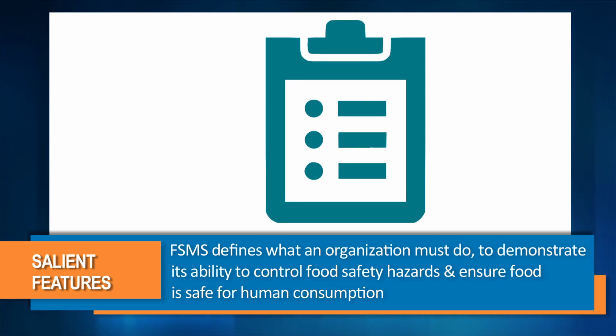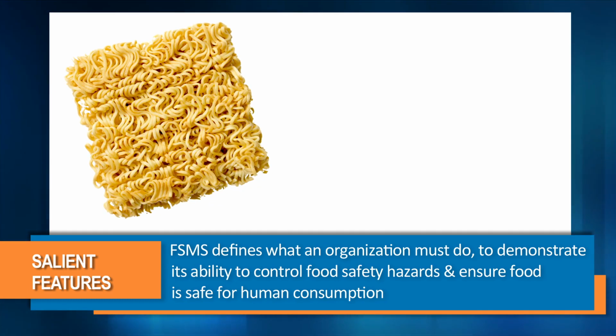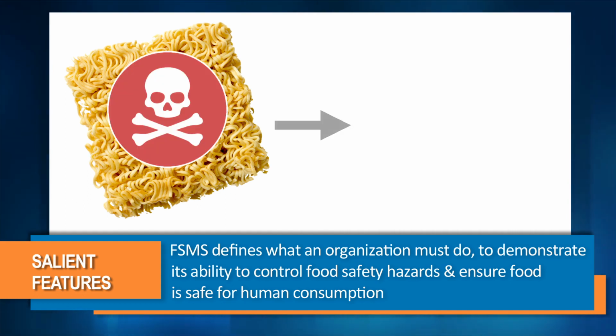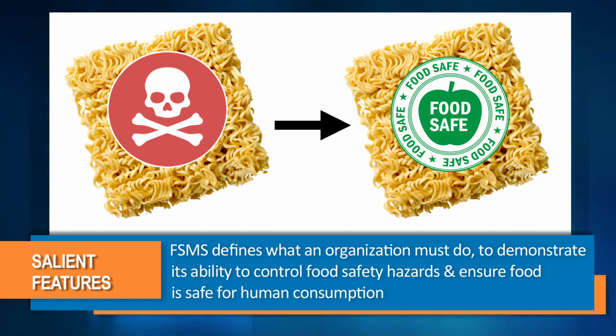The FSMS basically defines what an organization must do to demonstrate its ability to control food safety hazards and ensure that food is safe for human consumption.